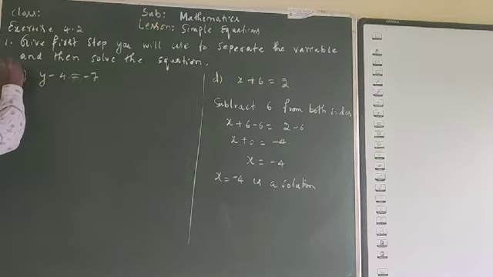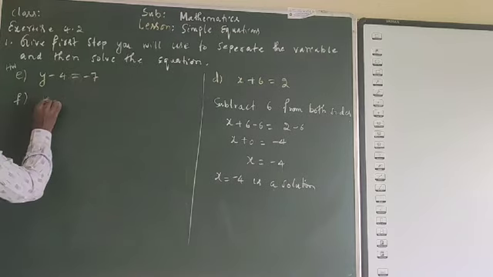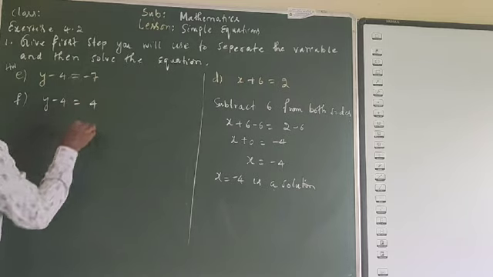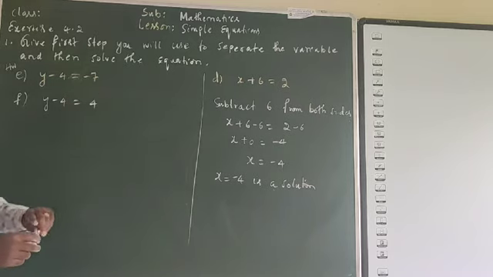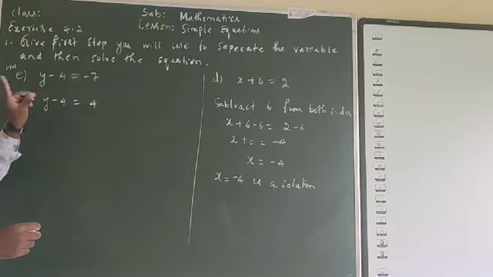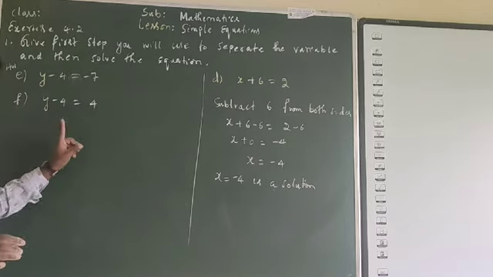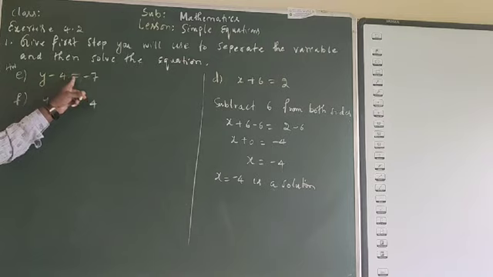So this is the homework for you. Okay? F is y minus 4 is equal to 4. Same equation but the RHS is different. Here it is 4, there it is minus 7. But to remove this, I need to add 4 only. In this equation also, I should add 4. Okay? So you do that. So G, y plus 4 is equal to 4.